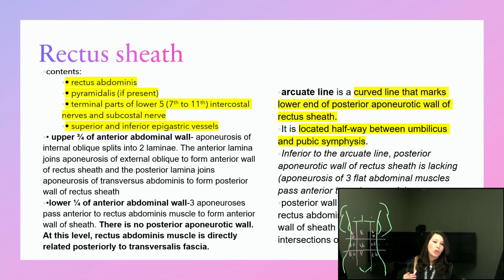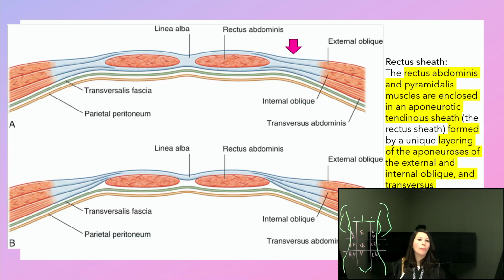And it says there's no posterior aponeurotic wall. At this level, the rectus abdominis muscle is directly related posteriorly to the transversalis fascia. So I'm just going to go back here for a second to show you what that means.